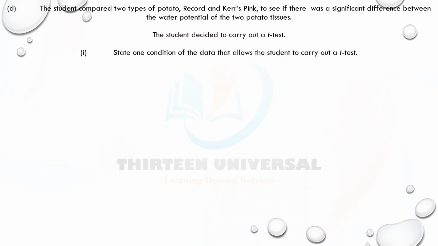1 mark. The students compare two types of potato, Record and Cara's pink, to see if there was a significant difference between the water potential of the two potato tissues. Is there a significant difference? So it's trying to do a statistics test. The student decided to carry out a t-test. State one condition of the data that allows students to carry out a t-test.